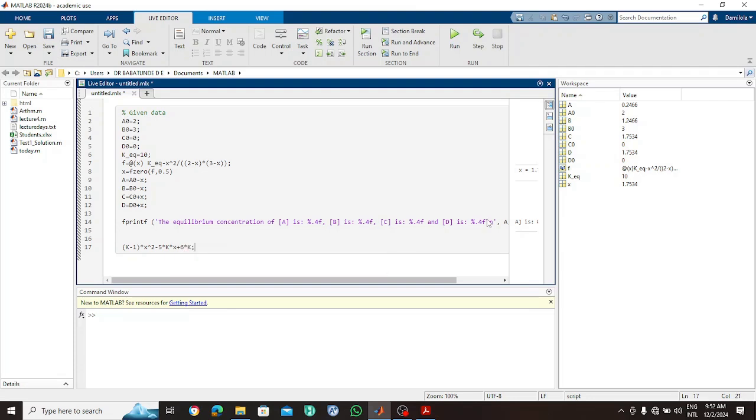Okay, anyone with the answer? You know, that's what I asked you to do. You have the equation k equilibrium is equal to x squared divided by 2 minus x multiplied by 3 minus x. So I said make it look like a single equation. So get rid of that denominator and let us have a uniform equation. So that's what I asked you to do.